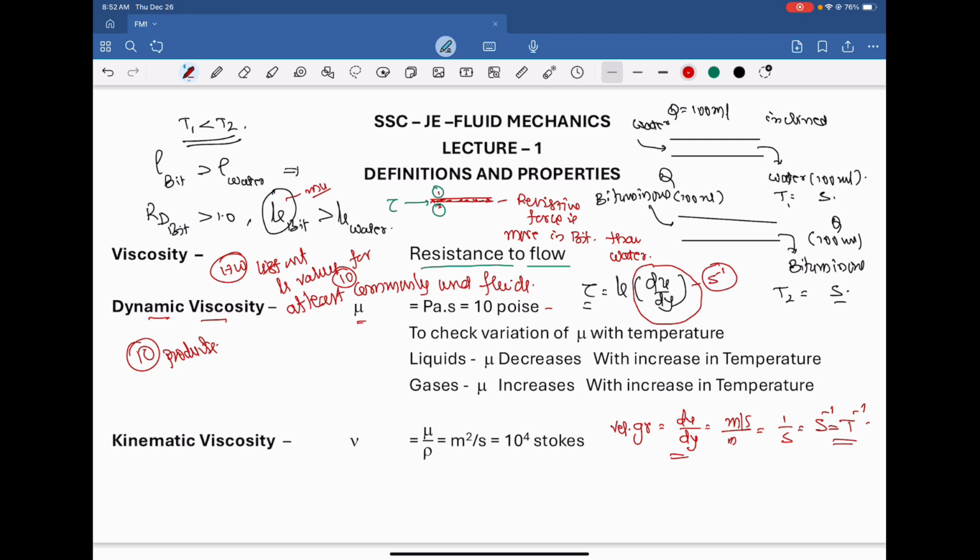Just see. That means here t is more, 1 by t is less. That means velocity gradient for bituminous is less. Velocity gradient means the flow is less. Flow is less. Here, you try to understand.